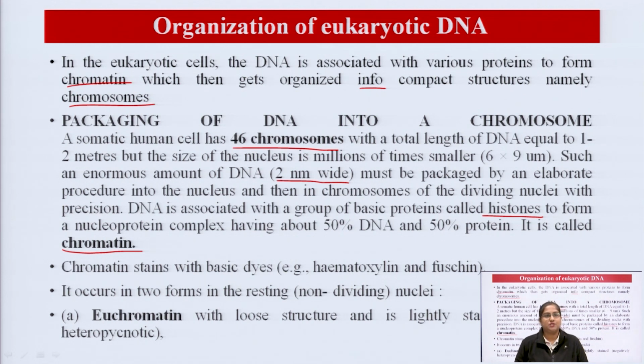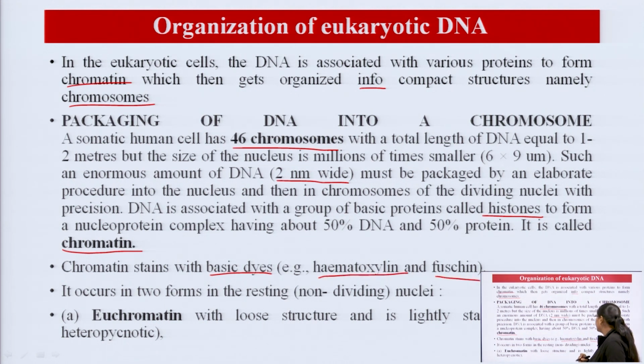So, histone proteins form a nucleoprotein complex in which there is 50% DNA and 50% protein, which is completely called chromatin. So, chromatin stains with basic dyes. How do we identify what chromatin is? It has some properties: chromatin stains with basic dyes like hematoxylin and fuchsin.